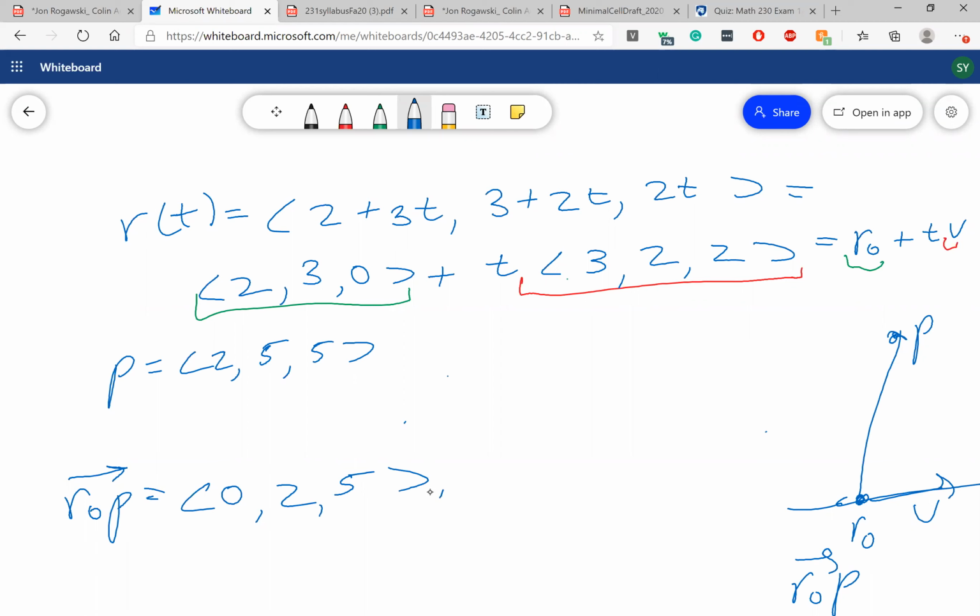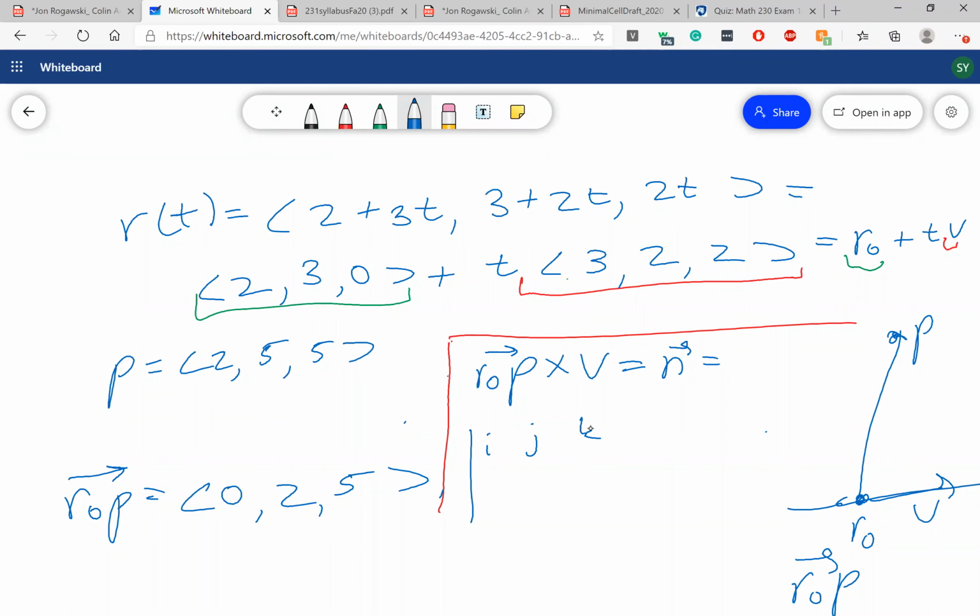And now I want to find R0P cross V, and this is going to be equal to my normal vector. And this is equal to i, j, k, and then we're going to have R0P, so that's 0, 2, 5, and your V is 3, 2, 2.